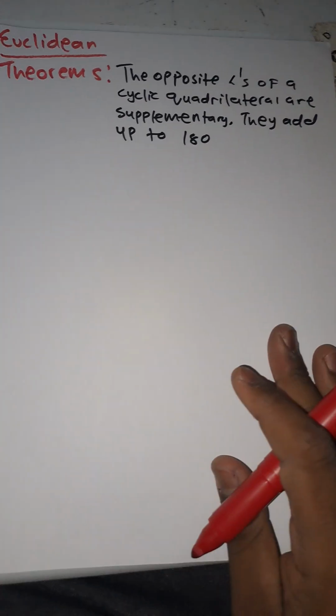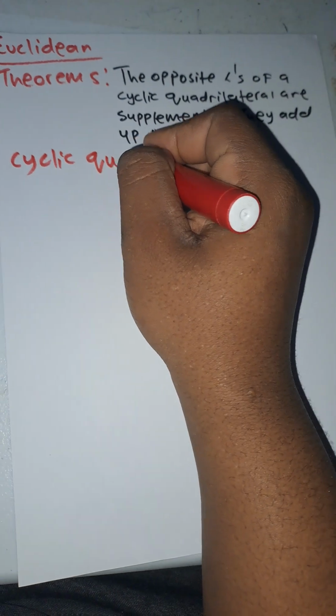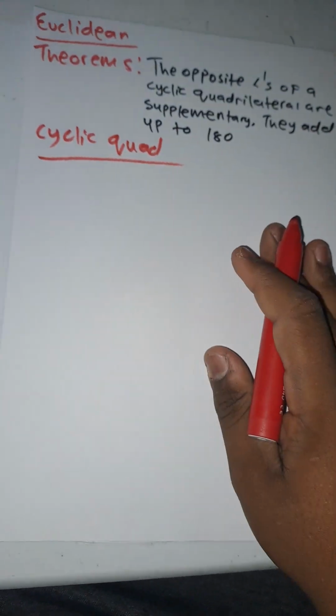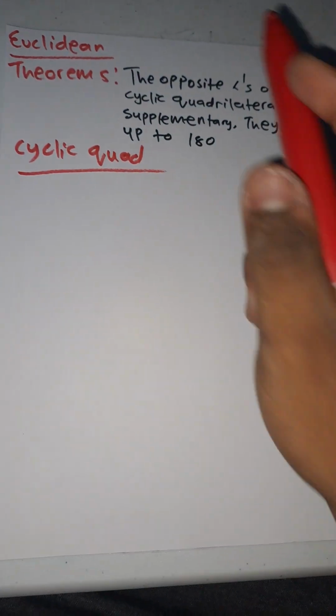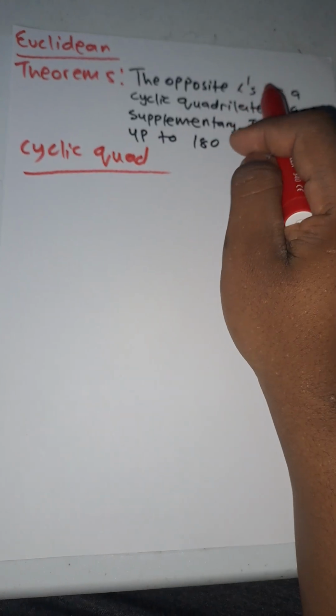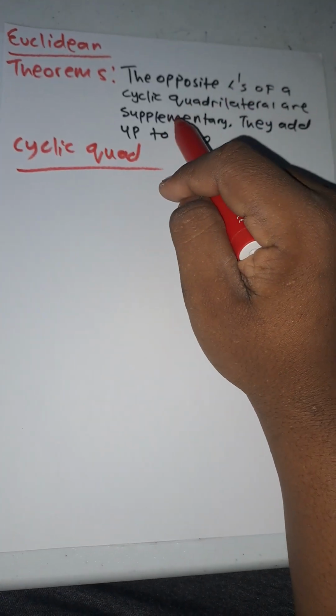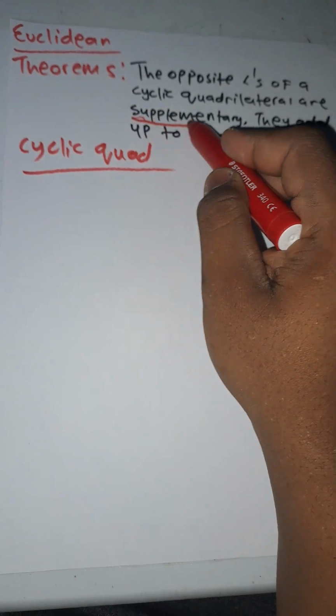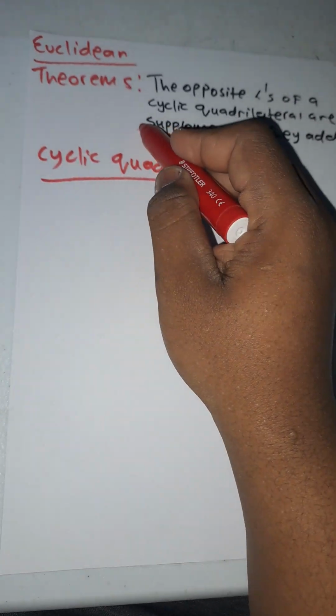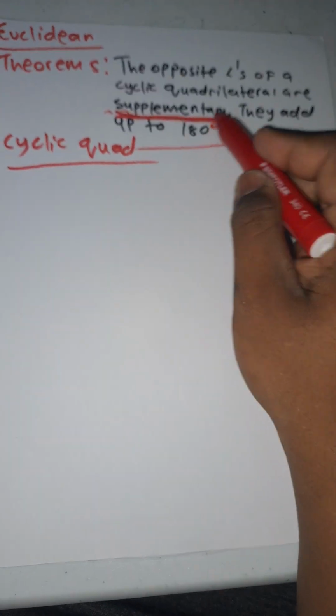Today we're gonna be doing theorem 5. Now we have arrived at the cyclic quadrilaterals. Interesting. So theorem 5 says the opposite angles of a cyclic quadrilateral are supplementary, meaning that they add up to 180 degrees.